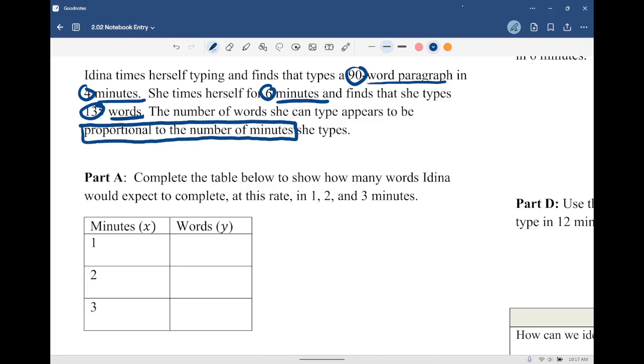All right, thank you very much. So, a few really important things. We know 90 words in 4 minutes, 135 words in 6 minutes, and we're actually told right away this is proportional. This is proportional. That's huge. That actually cuts what we have to do, or the time we have to spend on this, almost in half. And so, well, all right. Complete the table.